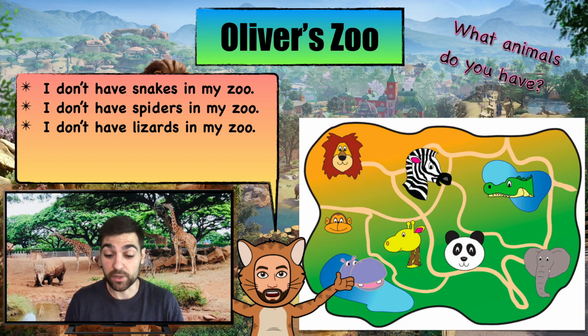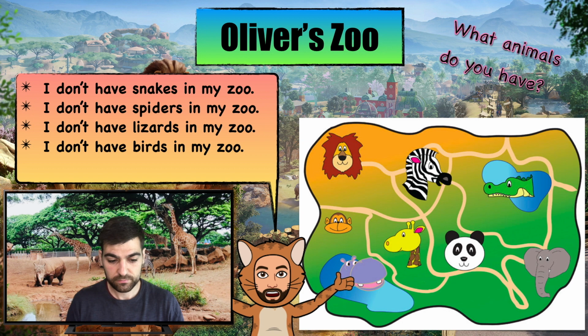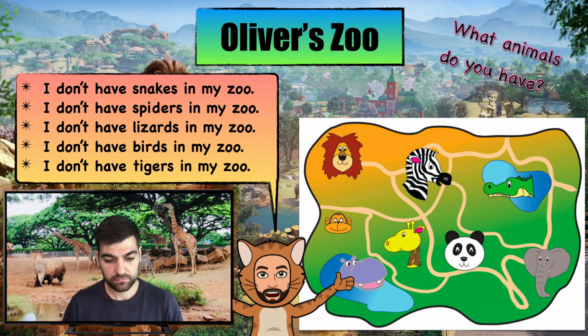Okay, what about birds? You need to have birds in your zoo. Do you have birds in your zoo? I don't have birds in my zoo. Okay, that's unusual. And finally, what about tigers? I didn't see tigers. Do you have tigers in your zoo? No, I don't have tigers in my zoo. Okay, that's interesting. So Oliver has no tigers in his zoo.